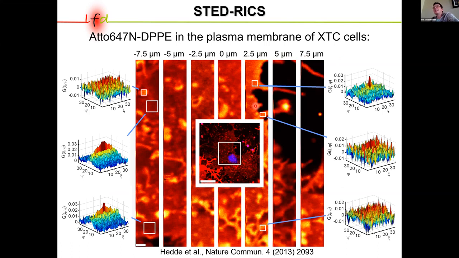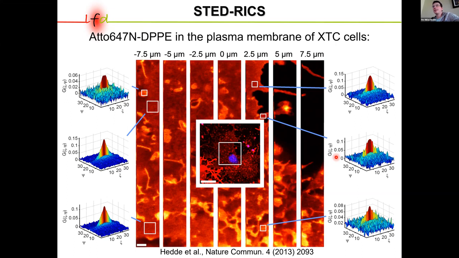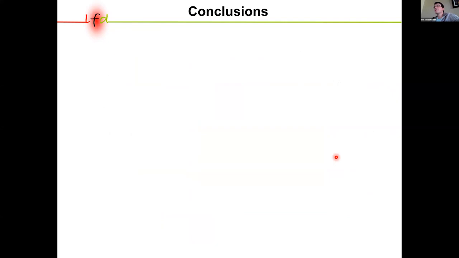So going back to the cells, this is ATTO 647N DPPE to label the plasma membrane of these XTC cells. Here is a confocal acquisition of the cell, and if we try to analyze very small regions using the RICS method, you see it's very noisy because we don't have enough spatial resolution. But once we apply the STED, you can see that it's possible to measure the diffusion of the molecules in smaller regions of interest.